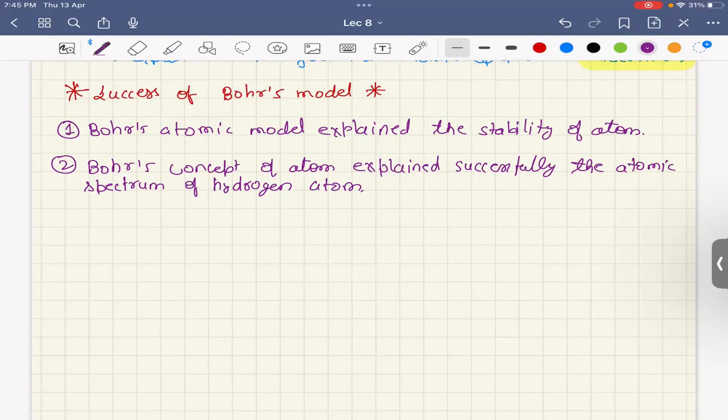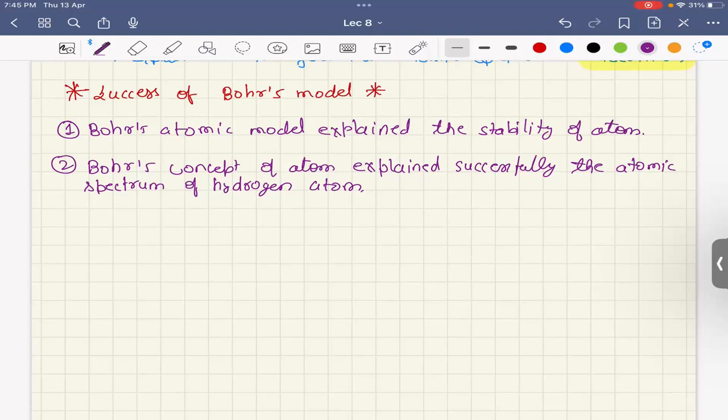Such a state of an atom in which the atom possesses more energy than it possessed in the ground state is, as we already know, called an excited state. Thus, for the hydrogen atom, the first energy level, which is n equal to 1, is called the ground state, and higher energy levels with n value greater than 1 are called excited states. This excited state is unstable, and the electron tends to come back to a lower energy level.